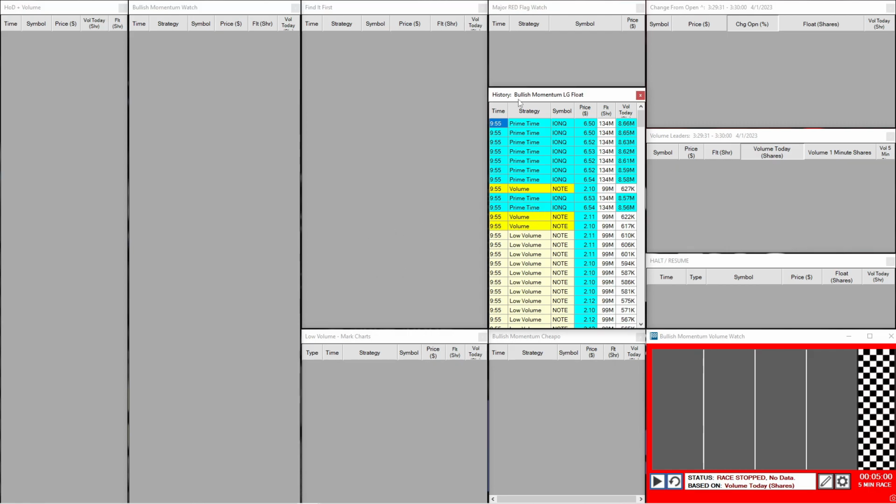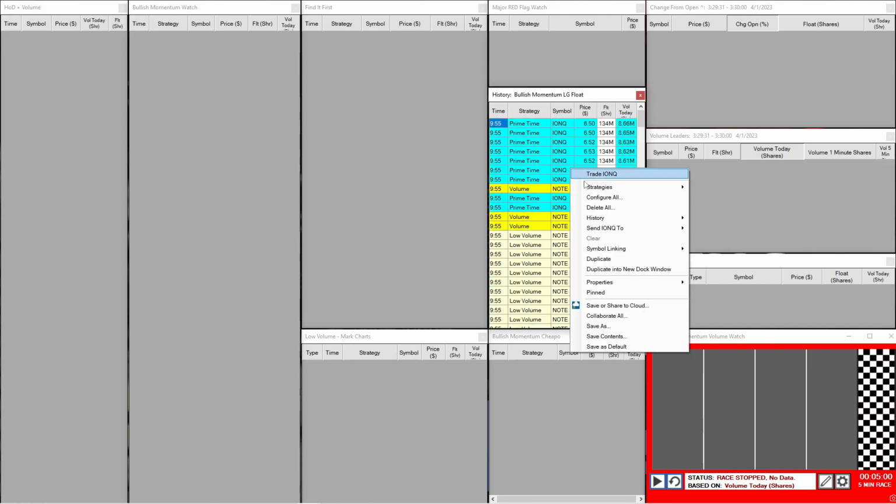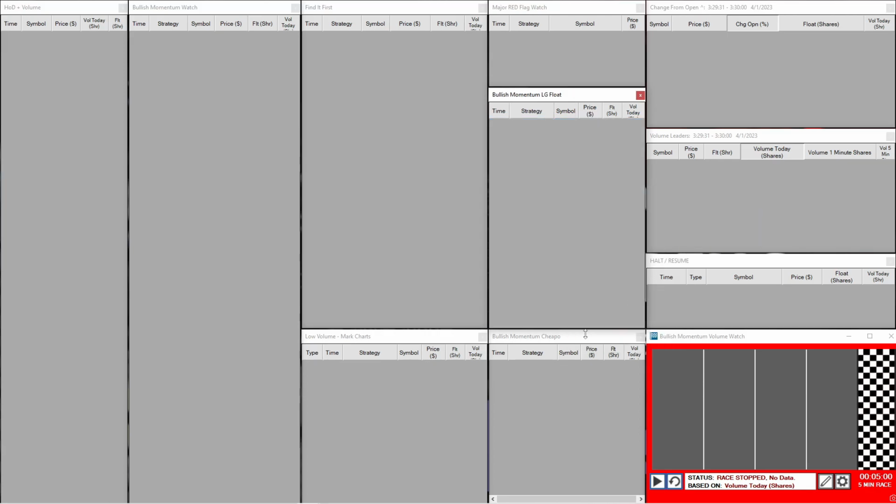So that's our bullish momentum large float scanner. It's based on volume. It is not based on stocks making highs. This is for volume. So I'm going to get rid of the history here. Bullish momentum watch cheapo below that. It's exactly what you think. Exact same thing. We're looking for volume, but we're looking at stocks under $1.